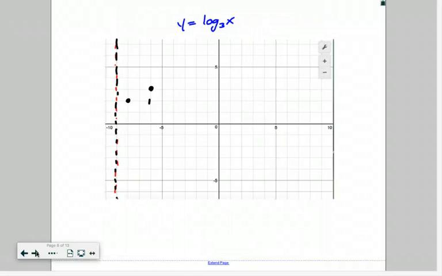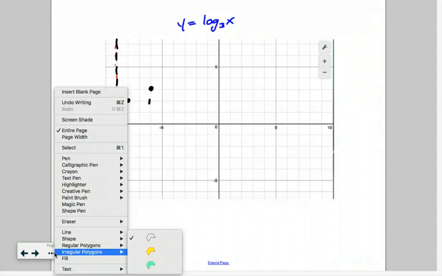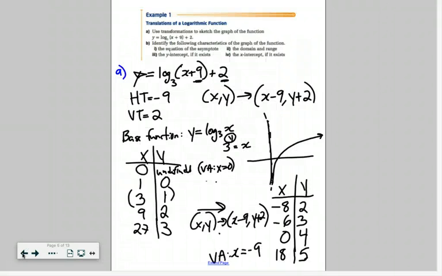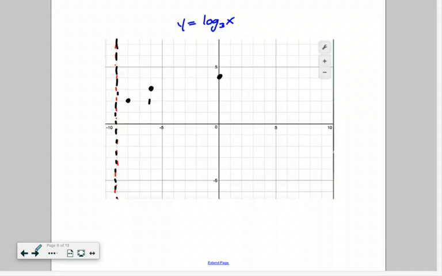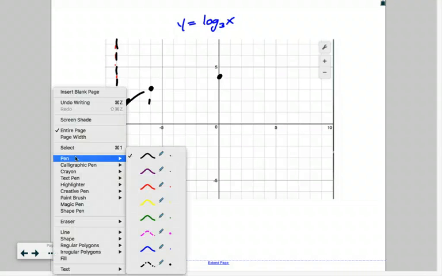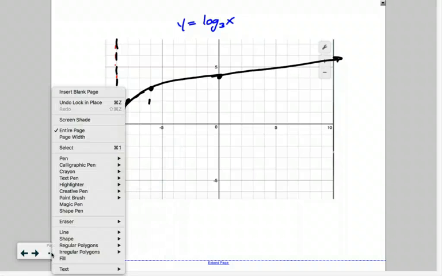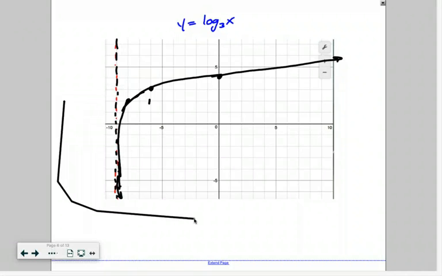0 and 4. Go there. And then 18 and 5. So that one's clearly not on the graph. But again, if this is going to be our vertical asymptote, we know that it's going to shift down and come this way, and then it's got this slight curve going up like that, and off it goes. So that would be a very rough sketch of what that function is going to look like. So again, we've identified that we've got this vertical asymptote here at x equals negative 9.